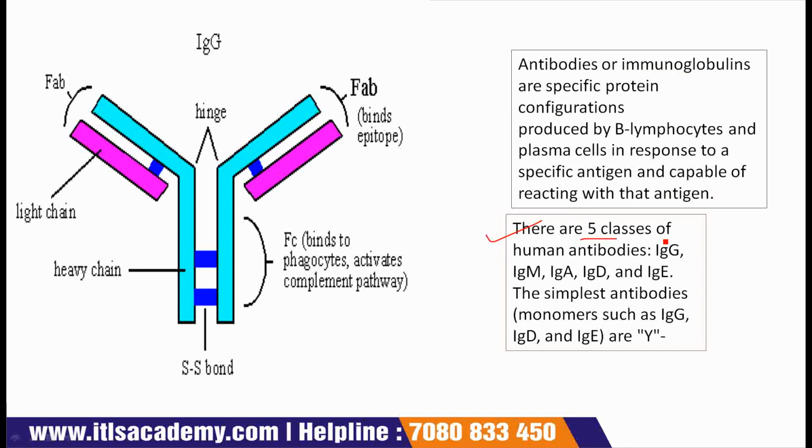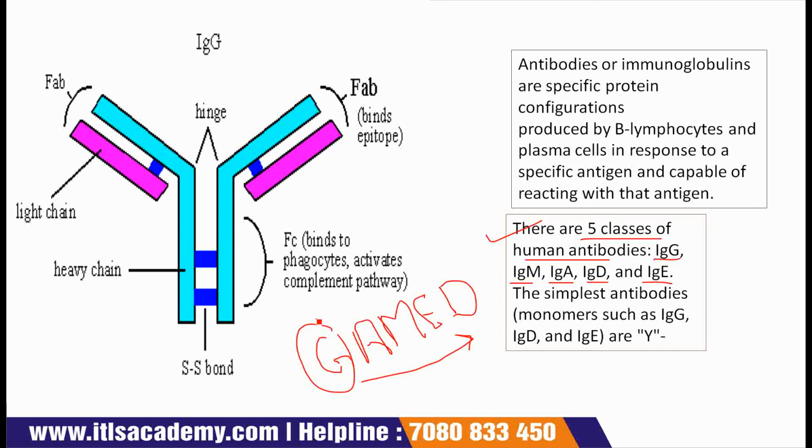There are 5 classes of human antibodies like IgG, IgM, IgA, IgD and IgE. You can memorize this by a mnemonic that is GAMED, G-A-M-E-D. This is a descending order of size of antibody molecules. G is the largest, G, A, M, E, D. That is IgG, IgA, IgM, IgE and IgD.